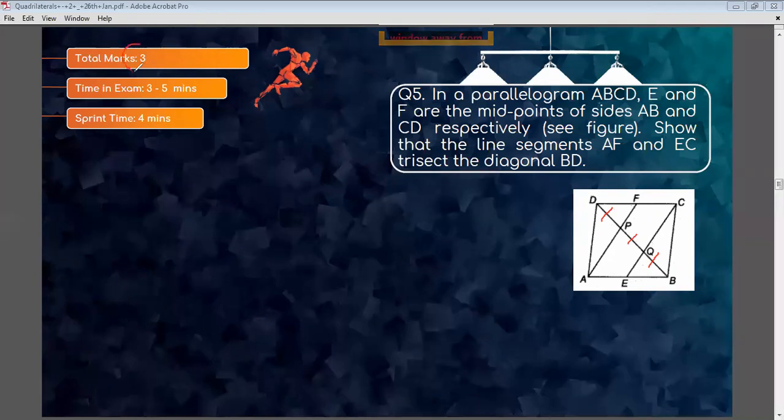This question also contains 3 marks. In the exam, we can take a maximum of 3 to 5 minutes, and speedily we can do it in 4 minutes. We can save our 1 minute if our concept is clear, if all theorems are known by us.